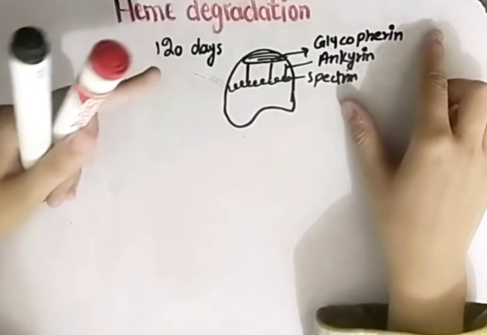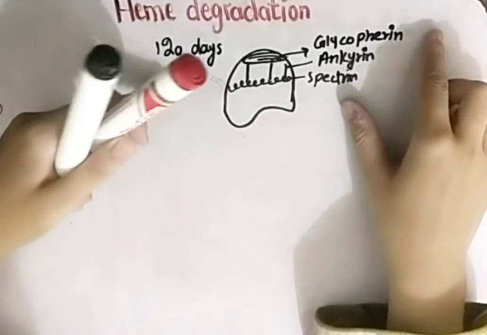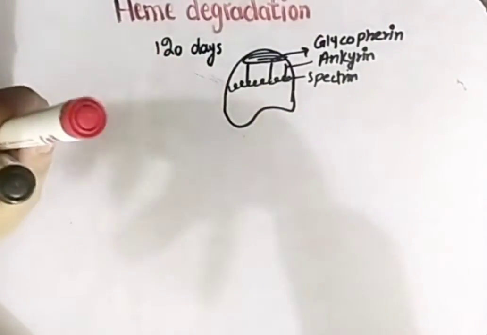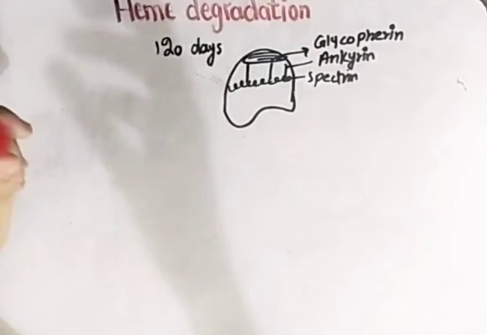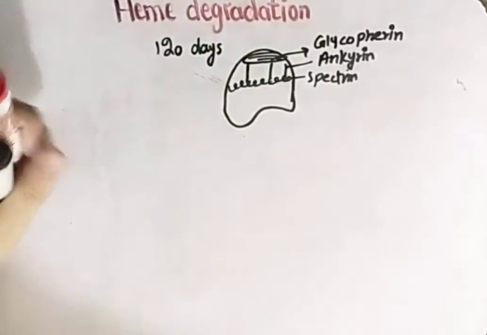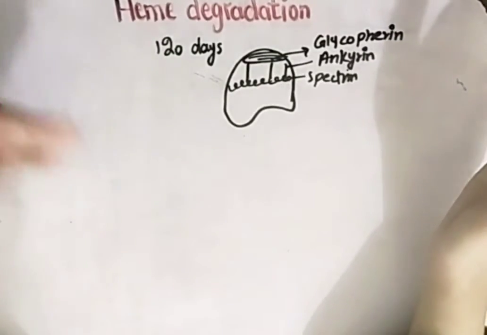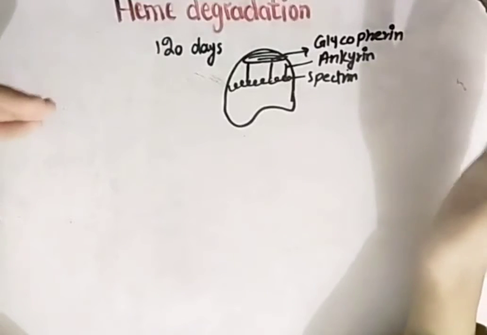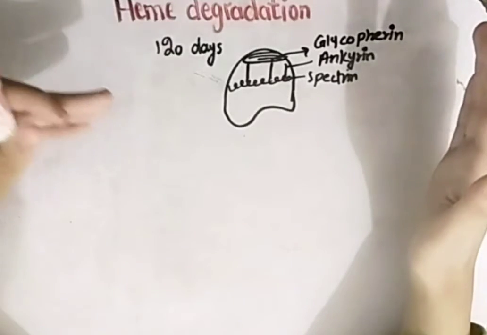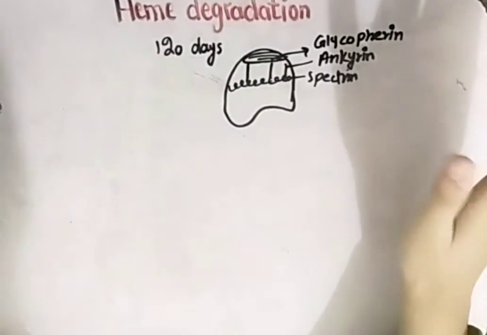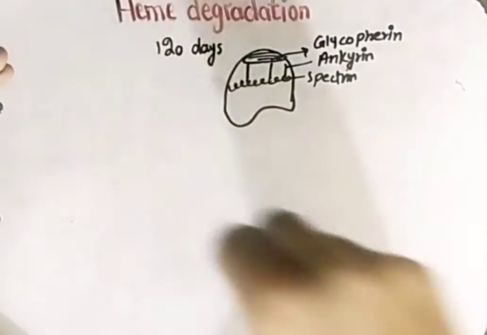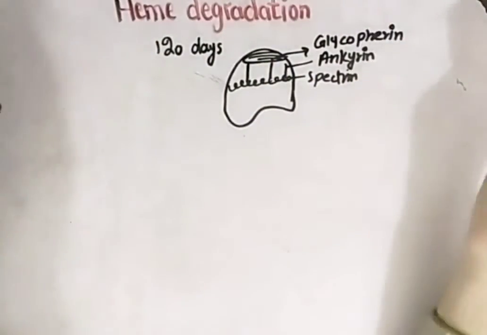When the RBC has completed its 120 days, these proteins start becoming weak. Okay, and when these proteins become weak, the membrane of the RBC is no more flexible. The membrane of the RBC becomes rigid, and we say that now the RBC is dead because this RBC is then taken up by the phagocytic system.